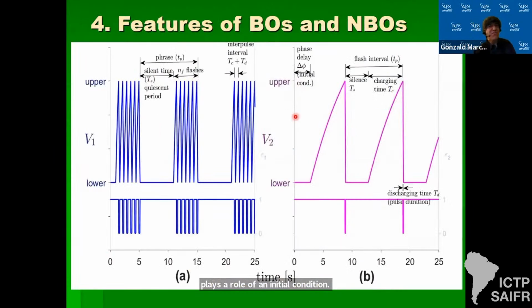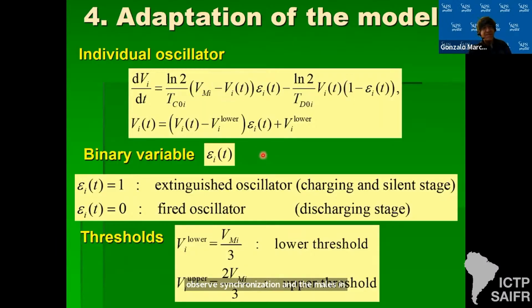So this is the same for the male. We associate a bursting oscillator to the males and a non-bursting oscillator to the female. So the dynamics is very different between the males and females. And we will see that the interaction between this kind of oscillators will lead us to observe synchronization in the males and the response to synchronization of the females. So this is the modification, the adaptation of our model.